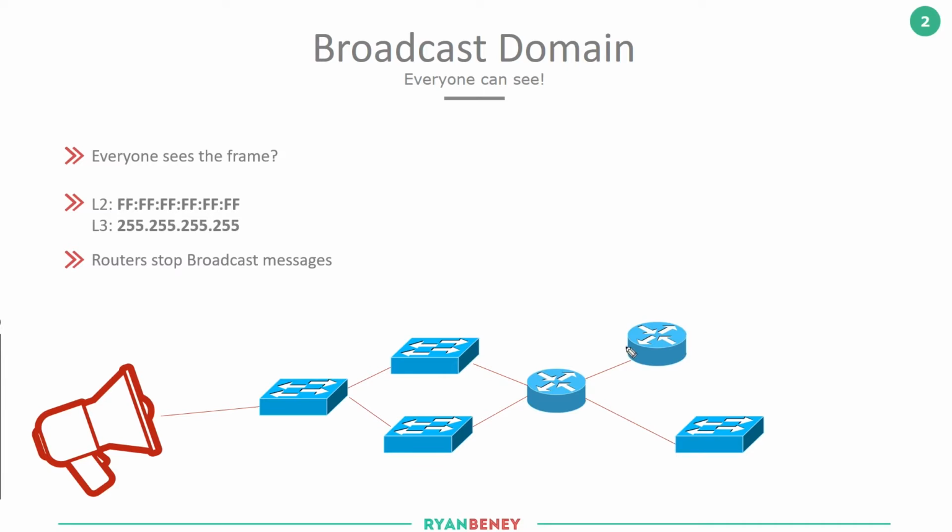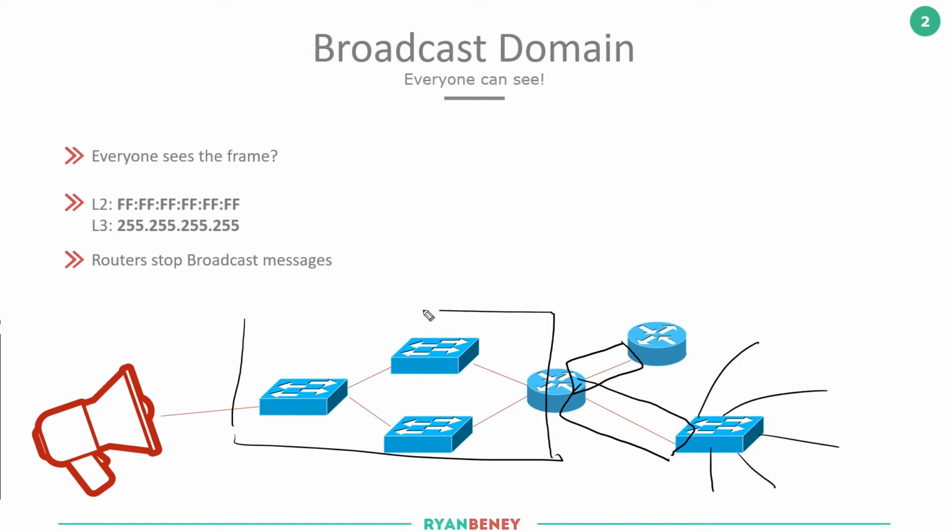So because of that, what we can say, looking at this picture, is there are actually a few broadcast domains. There's a broadcast domain between these 2 devices. There's a broadcast domain between these 2 devices and any device connected off the back of these switches. And there's a broadcast domain here.